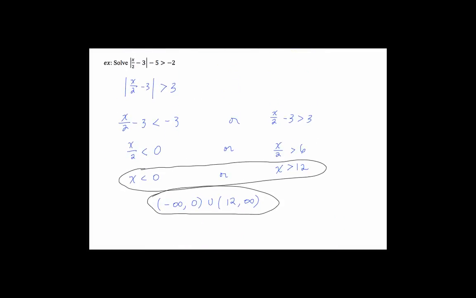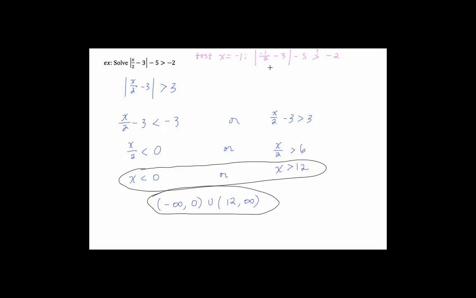Up here, it's always a good idea to test your answer if you're not certain. So what you could do is plug in any number in your solution set and make sure that it makes the original inequality true. So for example, I'm going to choose -1 because -1 is less than 0. That should make this true. So let's test x equals -1. Plugging in -1, we'd have the absolute value of -1 over 2 minus 3 minus 5. Is that greater than -2?